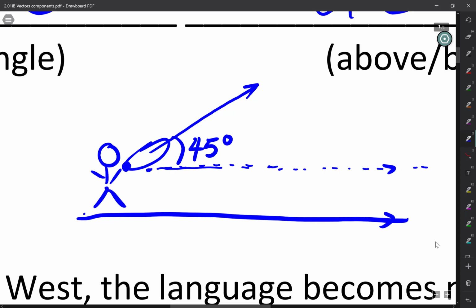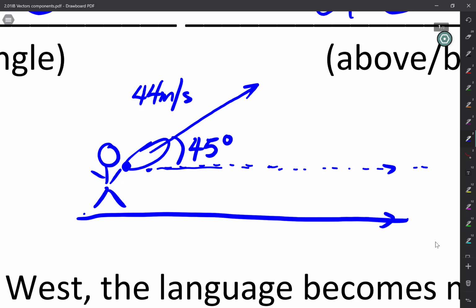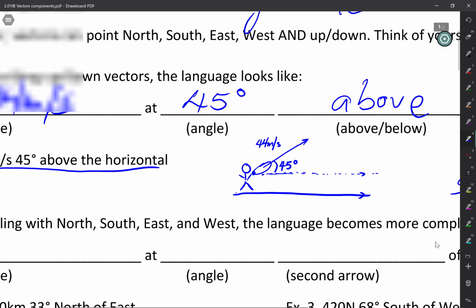So that is the vector. And along with the magnitude, 44 meters per second, the throwing speed, which I don't think is humanly achievable, or maybe it is. Anyways, this is what that looks like relative to the horizontal.